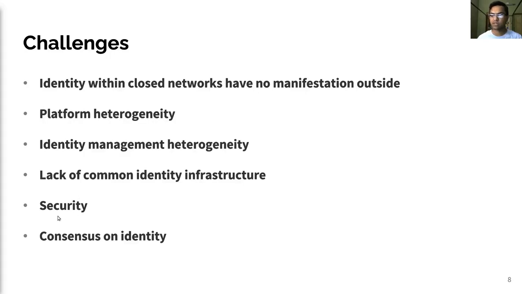Then we have to take care of security, where we have to prevent any non-member from posing itself as a member of a network. And then the identity configuration in a particular network has to have consensus by all the participants in the network.